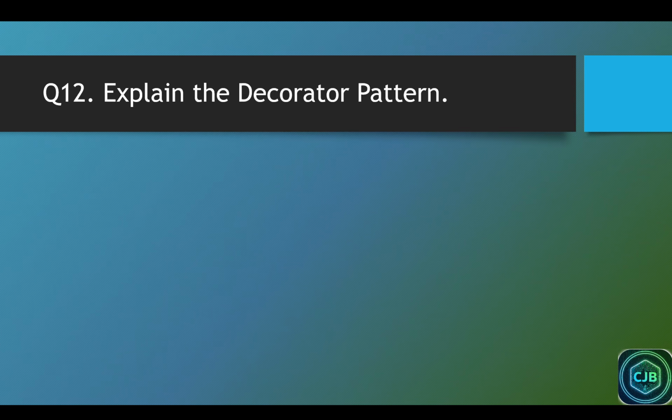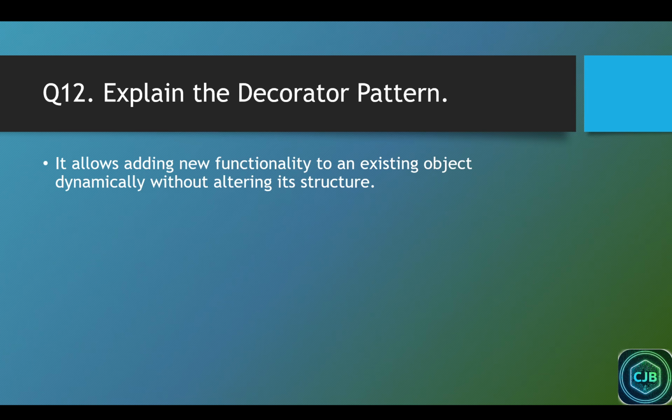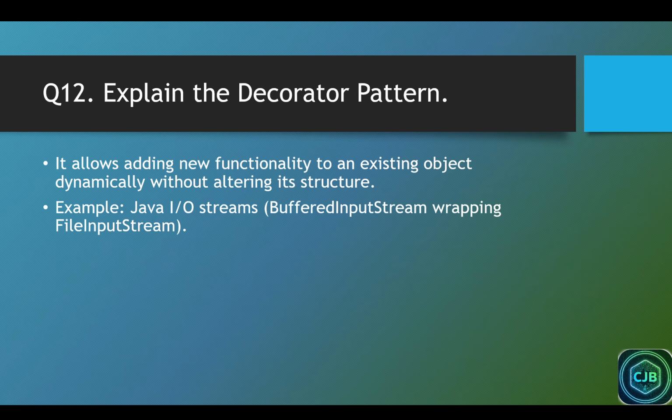Explain the decorator pattern. It allows adding new functionality to an existing object dynamically without altering its structure. Example: Java IO streams, BufferedInputStream wrapping FileInputStream.